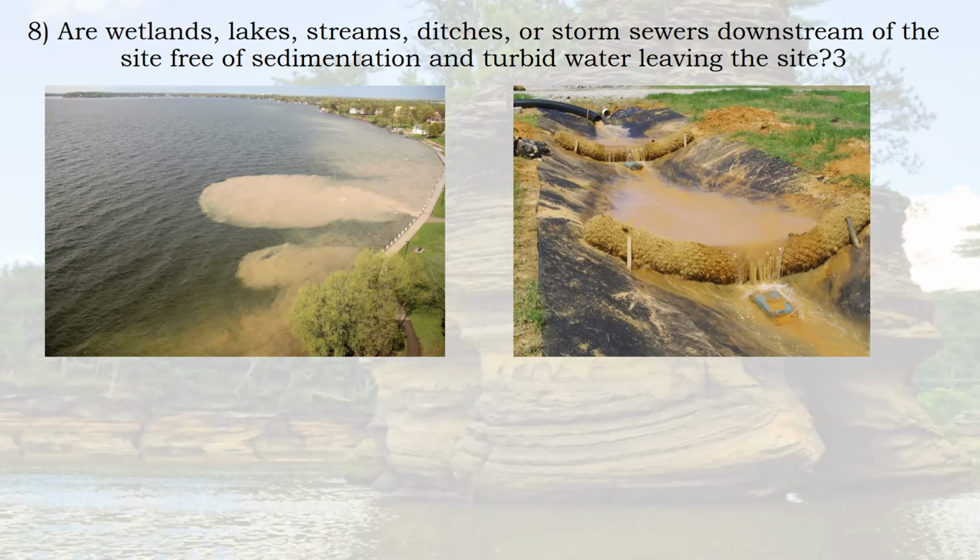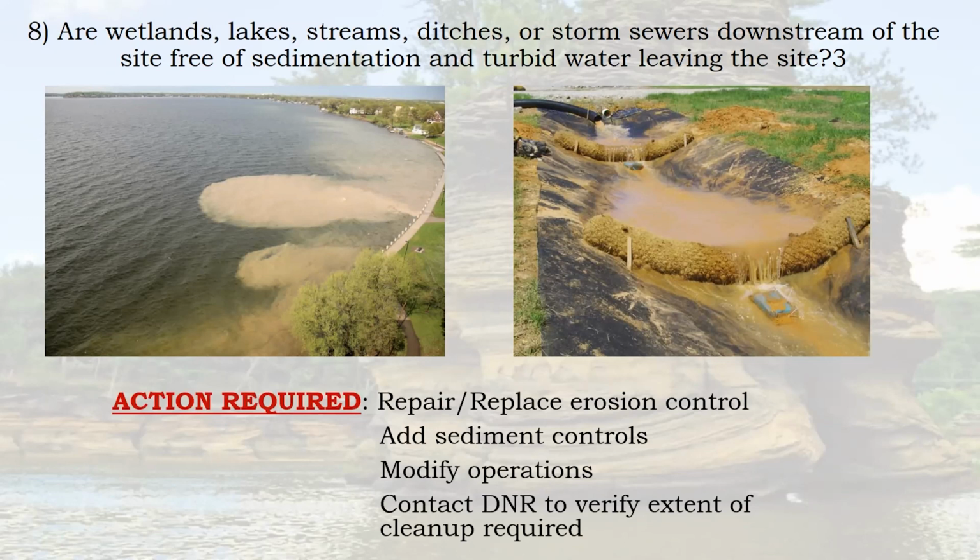Those are those hay bales that you can kind of see. And the water's just running right over the top of them, so they're not doing what they're supposed to be doing. The actions required for this is basically what were listed before. You either have to repair it or install it. And for something serious, you do need to contact the DNR to verify the extent of cleanup. So something like on the left, where you see this giant plume going into a lake, you would have to call the DNR and get them involved.